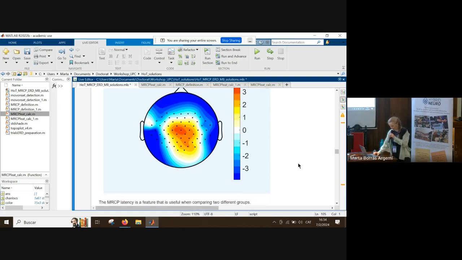So this was the last thing about the movement-related cortical potential. We are finishing this hands-on training. Before we finish, I will go fast and explain a little bit about the event-related desynchronization and synchronization.